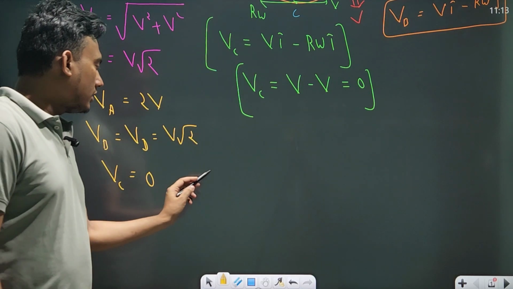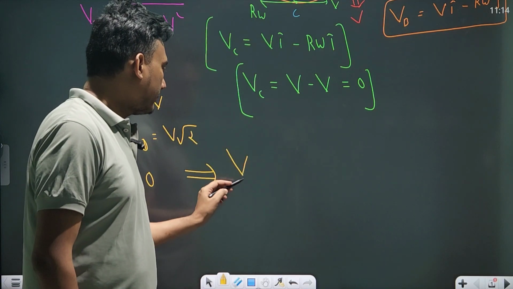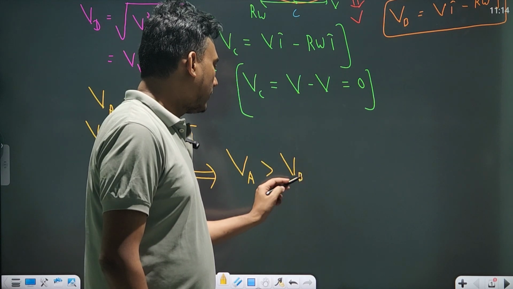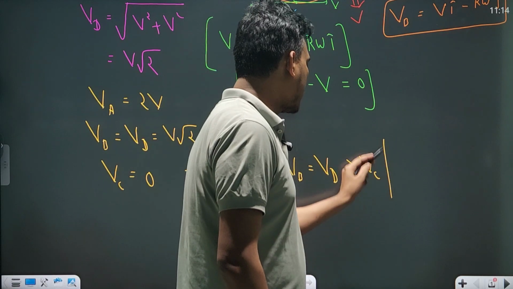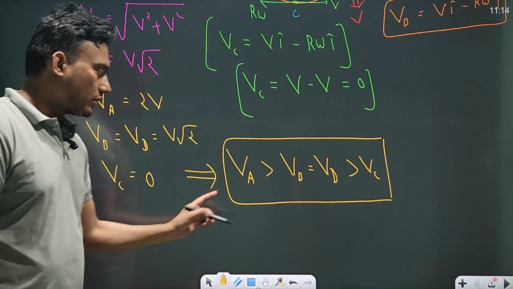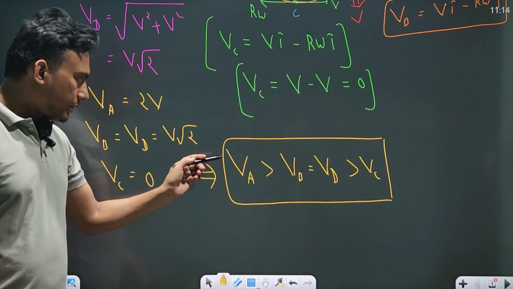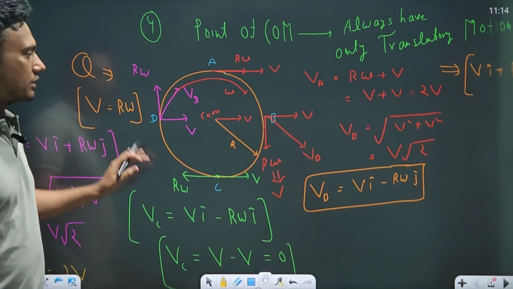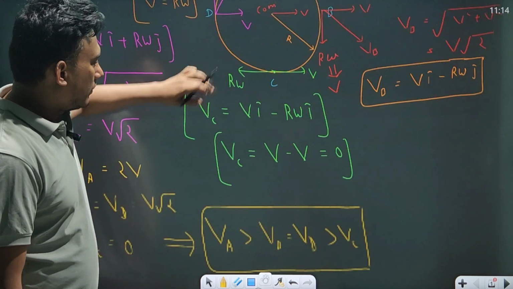If I arrange in decreasing order, point A has the largest speed, then less than that are B and D, because both have the same speed, B equals Vd, and the least is point C, because point C is at rest, so the net speed at point C is 0. So this is the answer to the question: the decreasing order of speed at points A, B, C or D. Okay, so this is a simple question. We can see here again the speed diagram A, B, C and D.